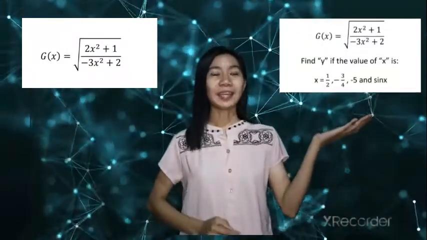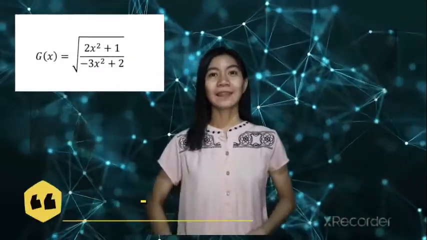We have here our function: g of x is equal to the square root of (2x squared plus 1) over (negative 3x squared plus 2). Find y if the value of x is 1/2, negative 3/4, negative 5, and sine x. First, let's find out the value of y using x equals 1/2.